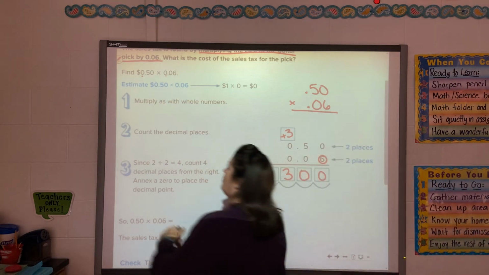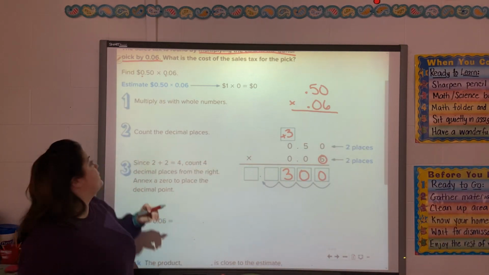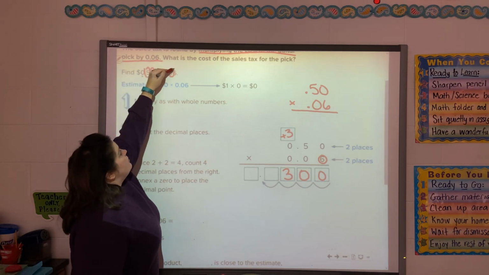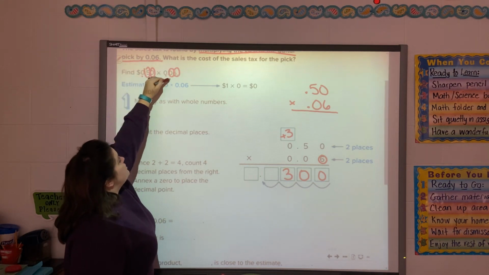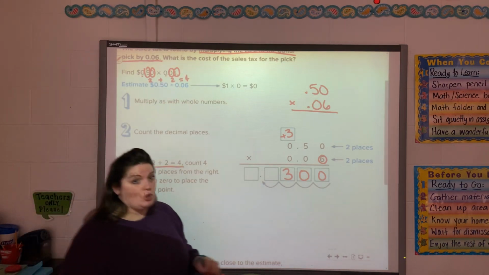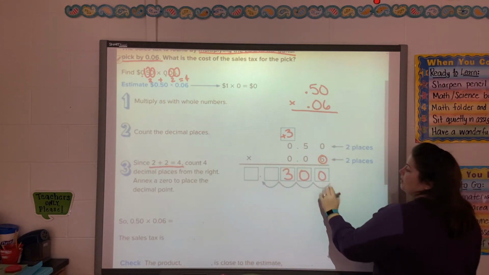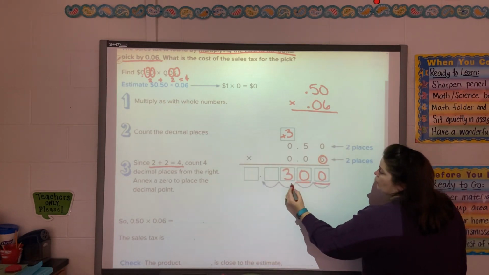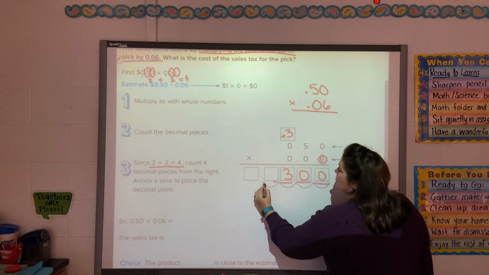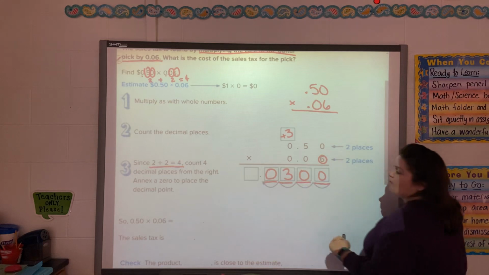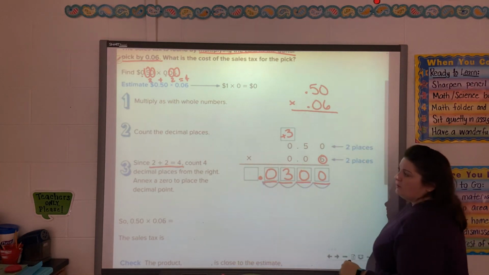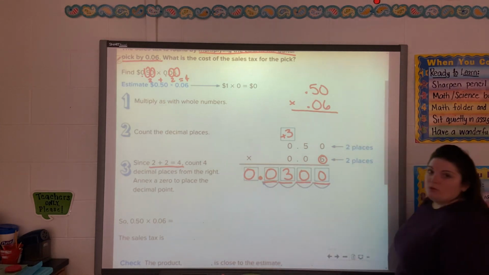Going back to our original problem, how many values were in the decimal place values? I had 5, 0, 0, and 6. 2 plus 2, I have 4 decimal spots that I need. So starting on the right side of our product, I need 1, 2, 3. I need another one. I have to have it. So we would fill in a 0 for that 4th spot that we must have, and then we put our decimal point. And we usually like to throw a 0 to show no wholes.